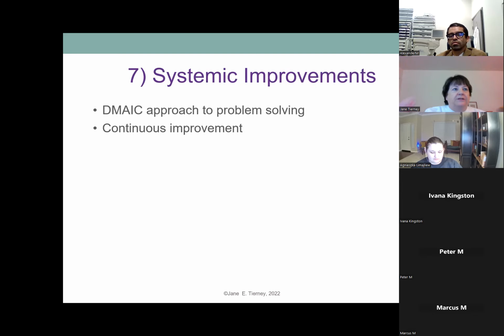And then what can I do to do this continuous improvement? And that means using processes like the DMAIC approach so that I have a process that's going to help me make the changes I need to do so I can get those improvements and get them over and over and over. So that's chapter 8. Any questions about that?